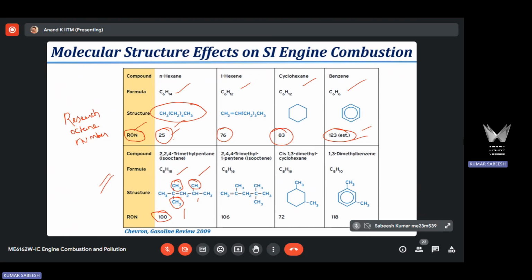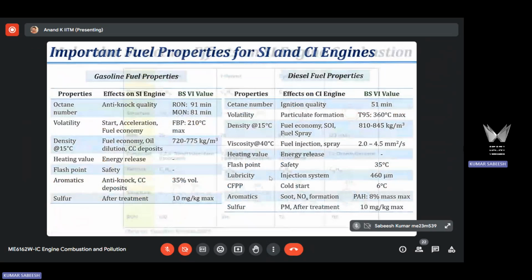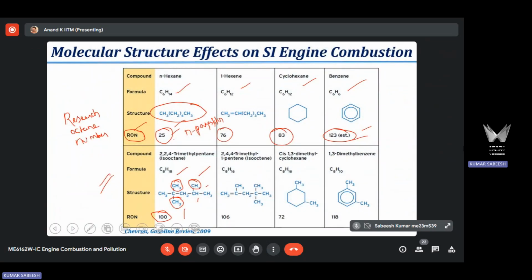Now, what is this hydrocarbon class with a branched structure? We have only 5 classes, right? This is normal paraffin. To the normal paraffin, 3 alkyl side chains are attached. And what is this hydrocarbon class, the one in the bottom? Isoparaffin. Isoparaffin is having a branched structure, right?